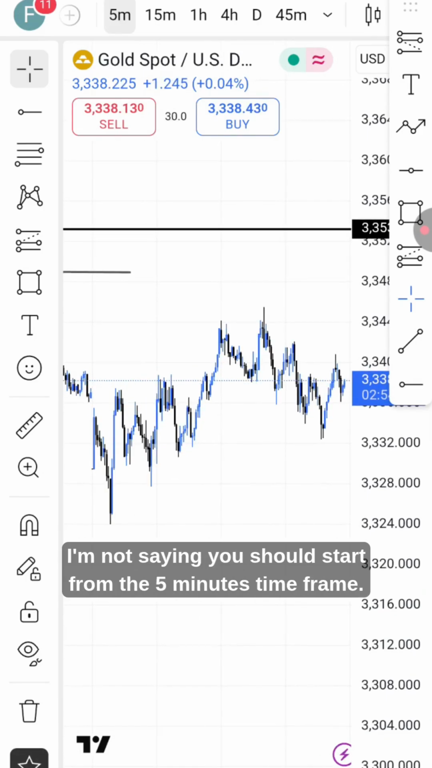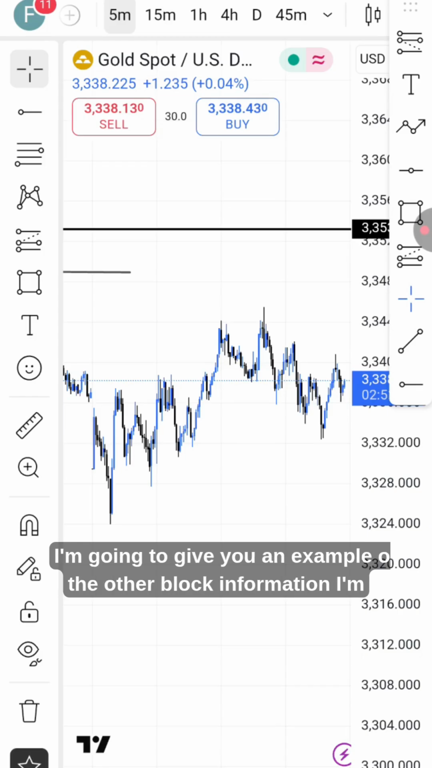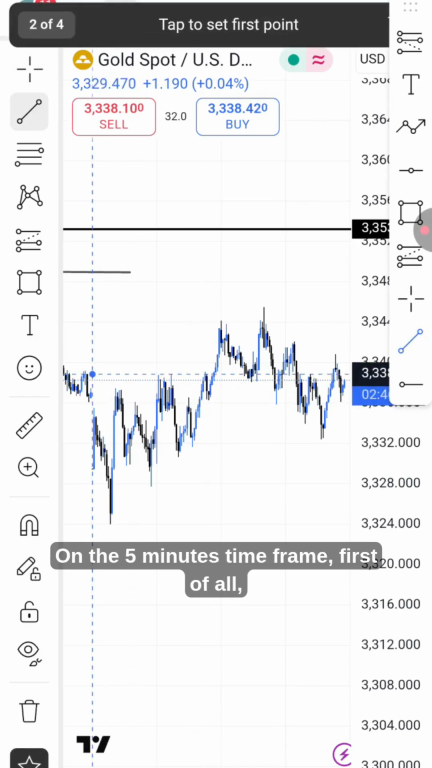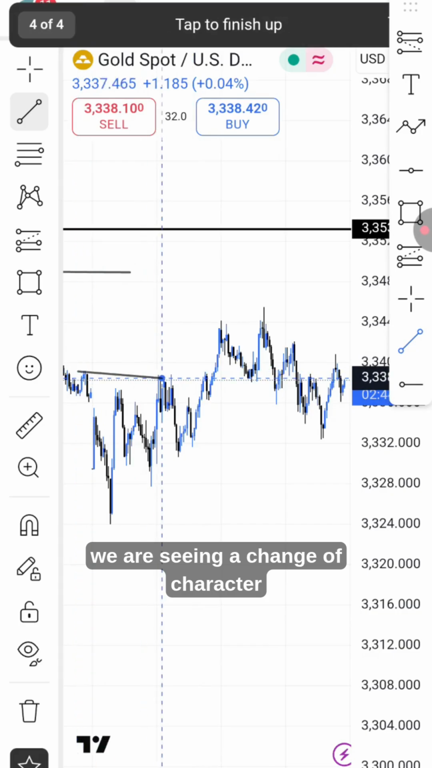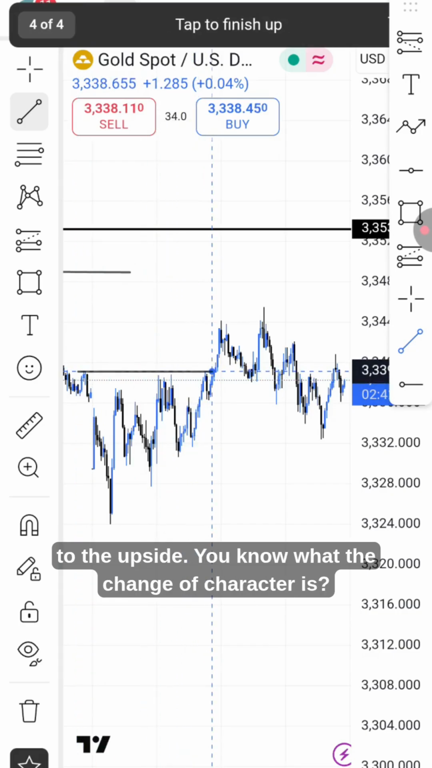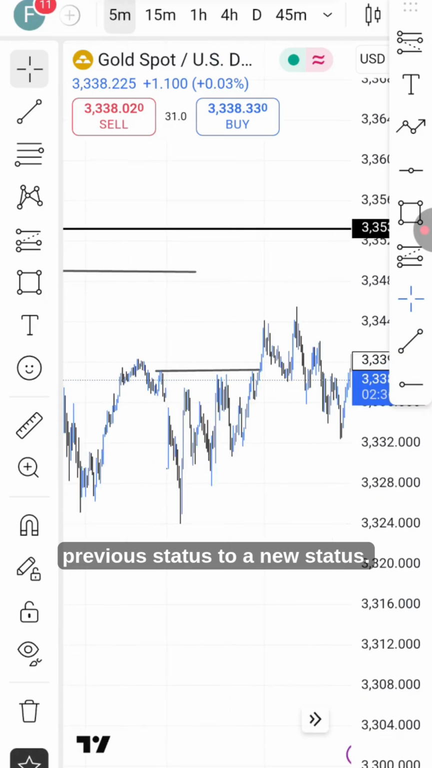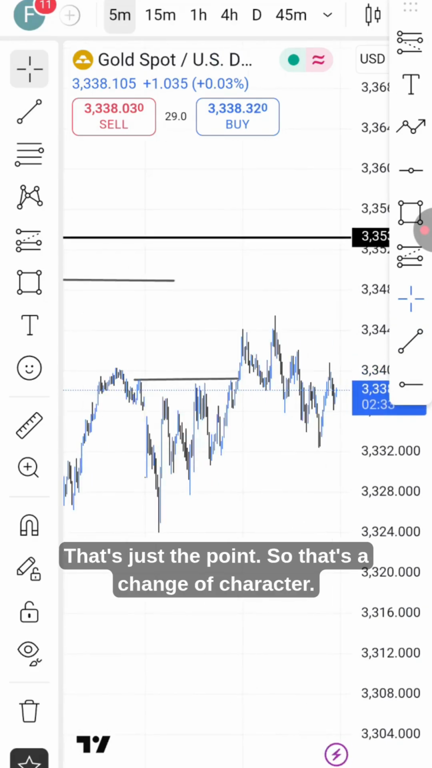I'm not saying you should start from the 5 minutes time frame. I just want to give you an example of the order block formation I'm talking about. On the 5 minutes time frame, first of all, we are seeing a change of character to the upside. You know what the change of character is? It's when price is trying to change its formation from a previous status to a new status. That's a change of character.